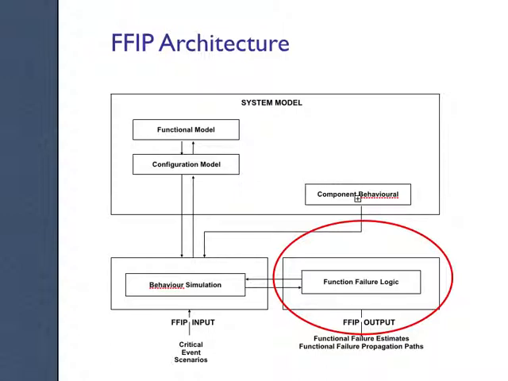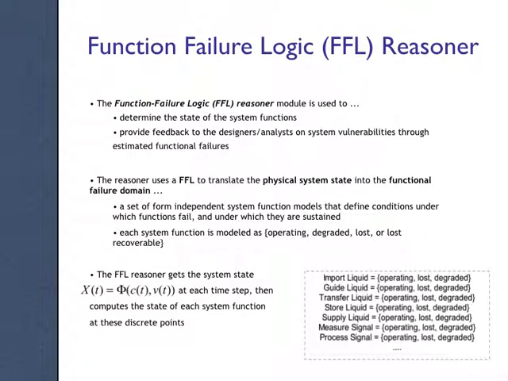Okay, so the last element of FFIP to bring it all together is this functional failure logic, or FFL logic. The FFL logic is a reasoner, so it looks at the information within the system and makes a determination based on that information, and is used to determine the state of the system functions. So again, that means it's going to look at the information in the system and determine which functions are lost, which are operating nominally, which are degraded, so it's giving an assessment of each function within the system based on the information it has. The value is that it provides feedback to designers in order to eliminate the vulnerabilities within the system.